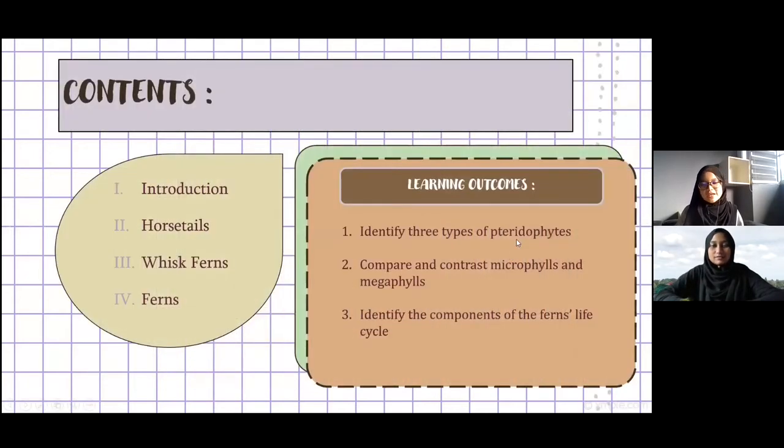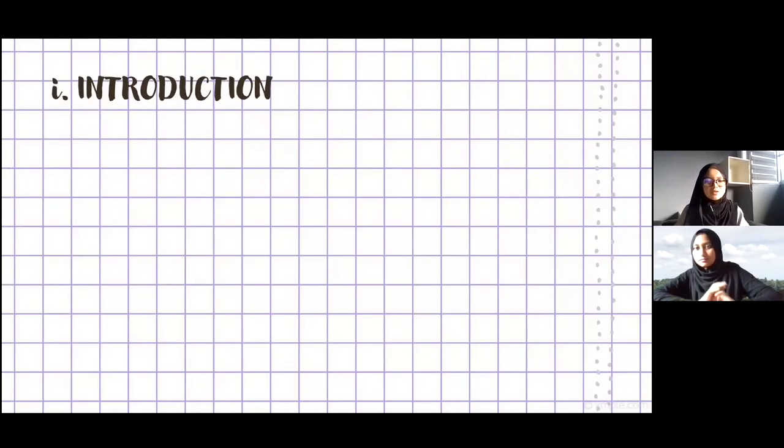So the learning outcomes from this topic are that first, we will be able to identify 3 types of pteridophytes, second, we will be able to compare and contrast microphylls and megaphylls, and the last one is that we will be able to identify the components of the fern's life cycle. So I will start with the introduction to our topic.